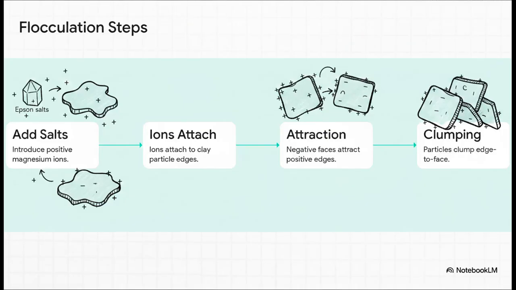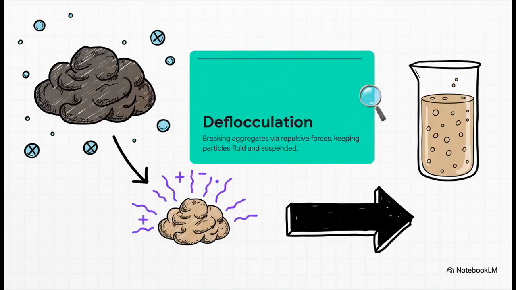Let's actually walk through the chemistries step by step. To flocculate clay, you add a flocculant, like ordinary Epsom salts, which is just magnesium sulfate. This dumps a whole bunch of positive magnesium ions into the water. These positive ions basically act like magnetic glue. They rapidly attach to the edges of the clay particles, making the edges strongly positive. Suddenly, those strongly positive edges desperately seek out the negative faces of the other particles, and boom! They stick together edge to face over and over, creating this thick structural house of cards that instantly increases the viscosity of the mud.